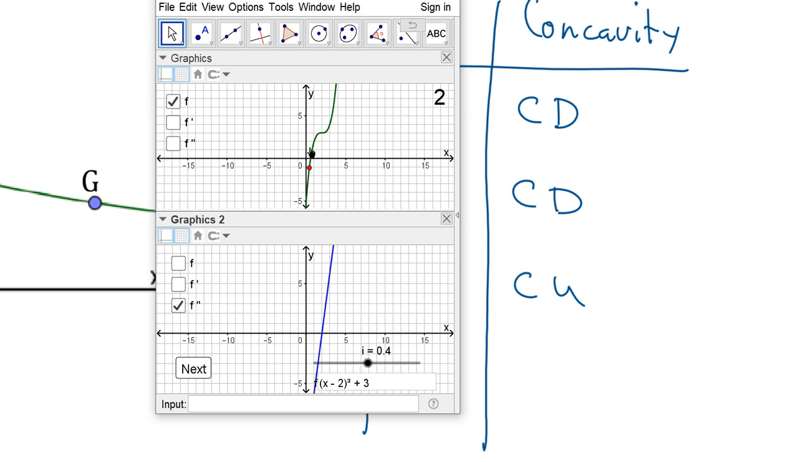Okay, so this is concave down, so the second derivative is negative. And notice that the dot changes color. I don't know if that helps. And then when the second derivative is positive, this function is now concave up. Can you see that? What's going on with this one? Can anybody explain it?